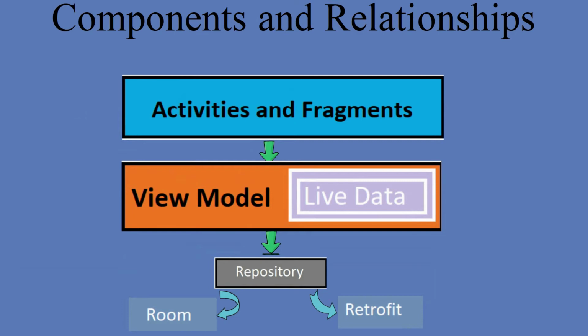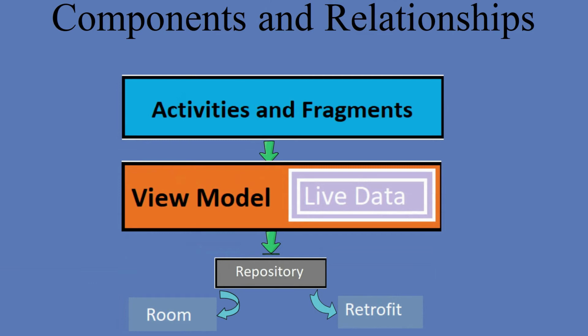Here is how the components relate to each other. First of all, you have your activities and fragments, your presentation layer. Each activity or fragment has its own view model, and the view model is where you store your data in memory wrapped in live data. The view model then talks to a class called a repository. A repository is not one of the architecture components, but it represents a very strongly felt best practice.